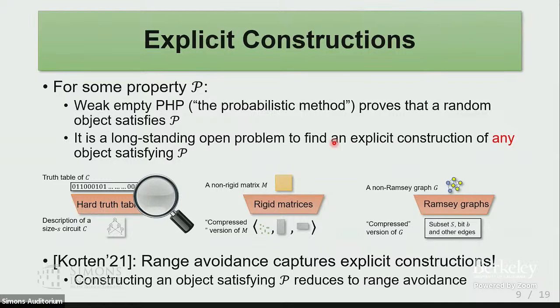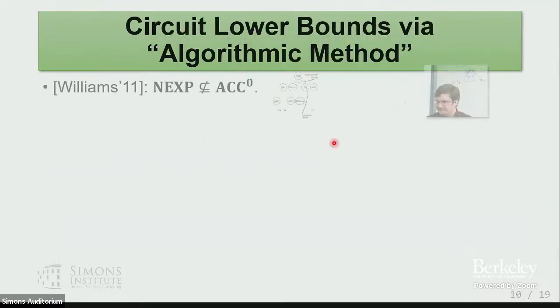Now let me look into what has happened in circuit lower bounds and see if they will give insights on general explicit constructions and range avoidance. A decade ago, Ryan, it's you again. Yeah, around a decade ago, Ryan proved this breakthrough result that NEXP is not in ACC0. Here, again, ACC0 is this frontier circuit class, and we don't know how to prove ACC0 lower bounds by other ways.